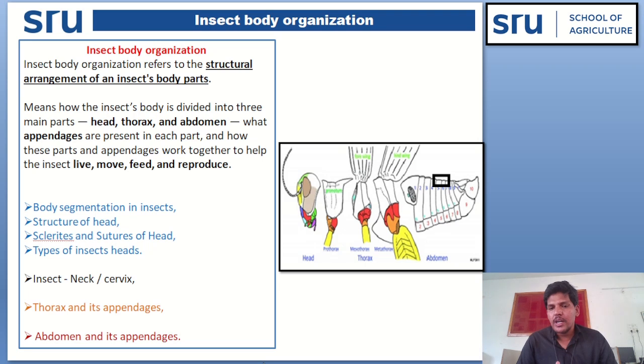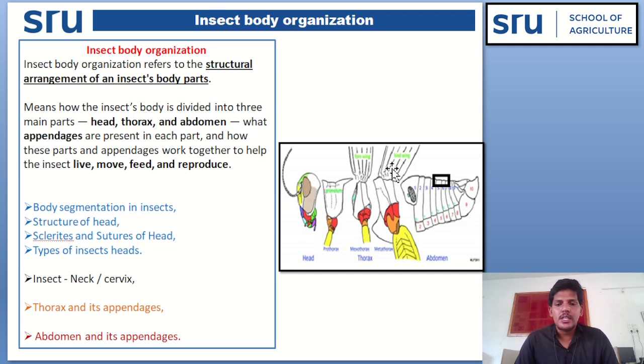Structural arrangement of an insect's body parts means how the insect body is divided into three main regions or parts, that is head, thorax and abdomen, and what appendages are present in each part, such as antenna, legs, wings, etc., and how these parts and appendages work together to help the insect live, move, feed and reproduce.